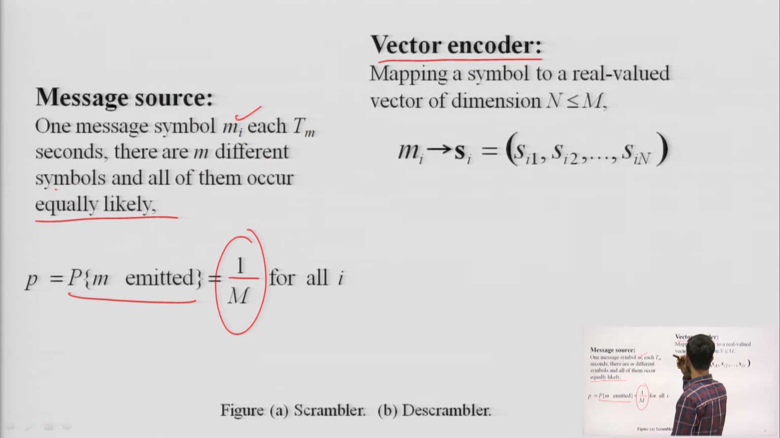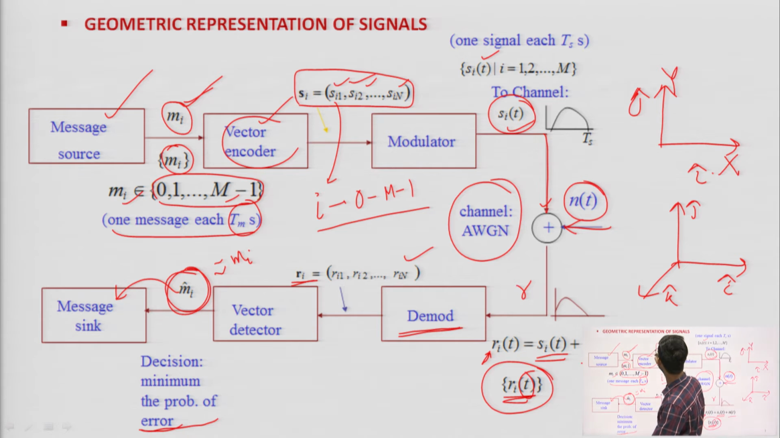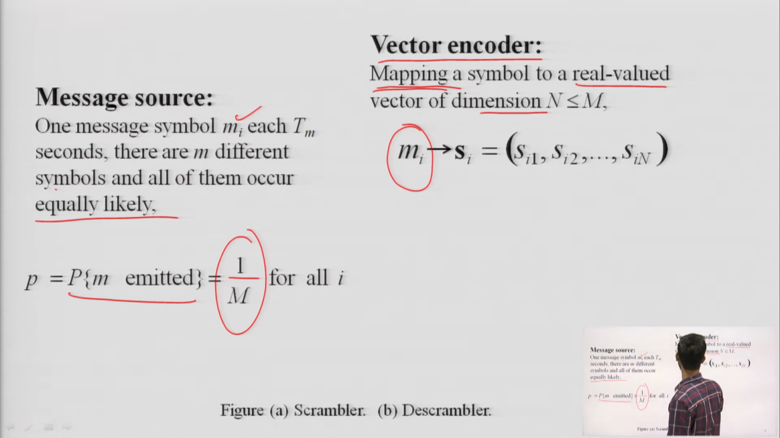Similarly, what is the vector encoder? It maps a symbol to a real-valued vector. The input was mi, and the vector encoder converts this mi to si, that is si1, si2 up to sin, which is a real-valued vector. And n should be less than or equal to m, where i goes from 0 to m minus 1.